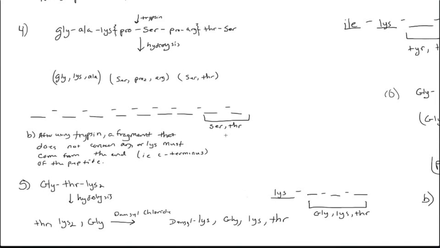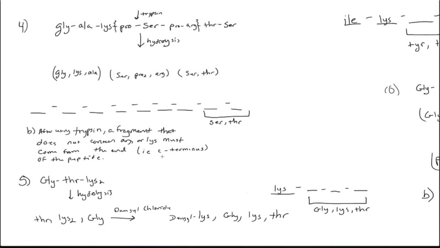So these are good answers. If you use trypsin and a fragment doesn't have lysine or arginine, what does that tell you? That means it's the last part of the peptide chain, from the carboxy terminus. Good.